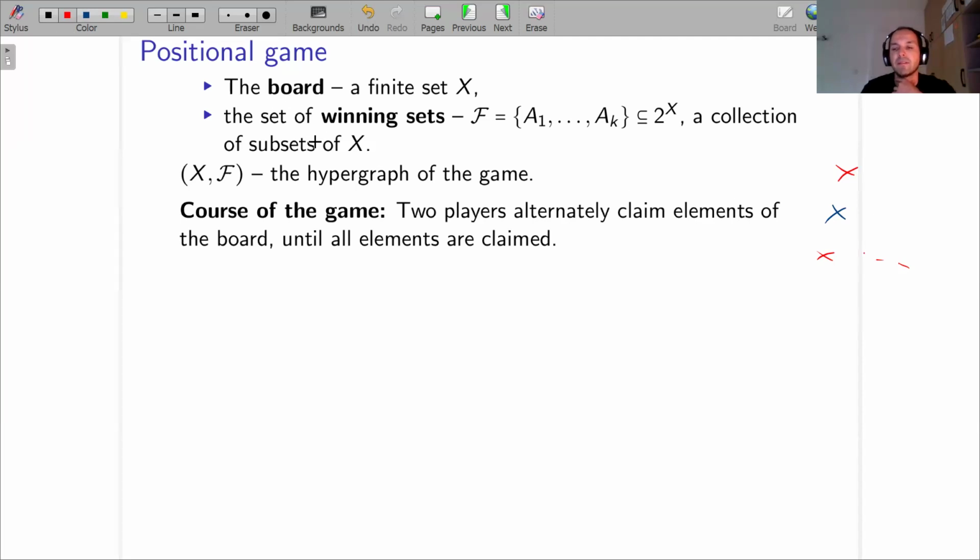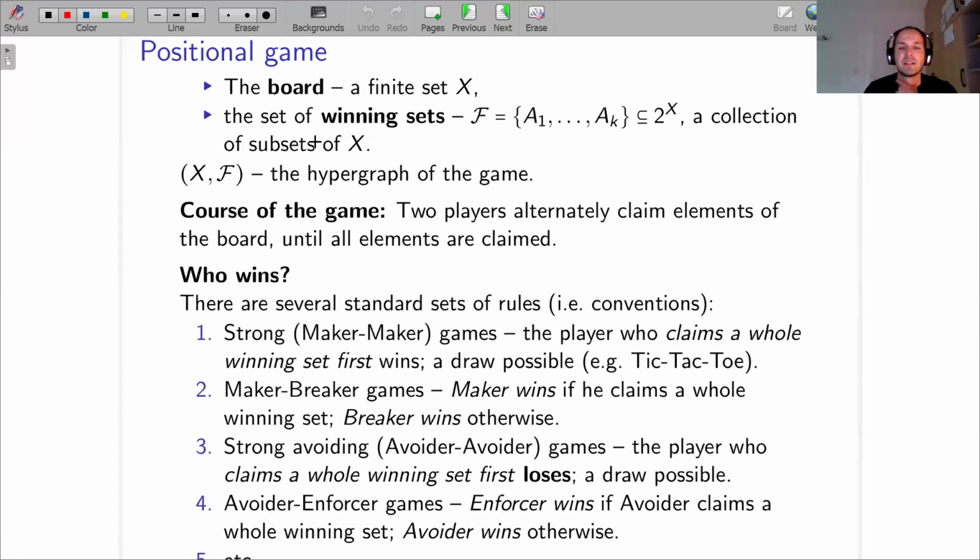And then regarding determining the winner, we have several standard sets of rules. I talked about this a bit in the previous webinar, but I'll repeat them quickly. Strong maker-maker games, this is something like tic-tac-toe. If you have those winning sets, then red and blue would claim elements, and as soon as red has a whole winning set, red wins. As soon as blue has a whole winning set, blue wins. So whoever does it first is the winner. This is strong games. But actually these are the most important of these four.